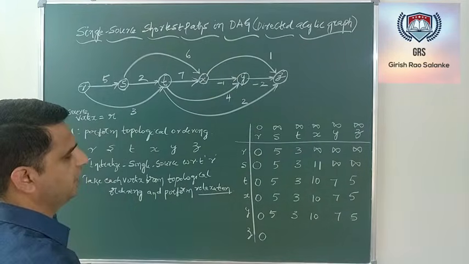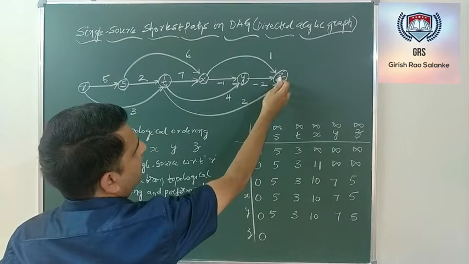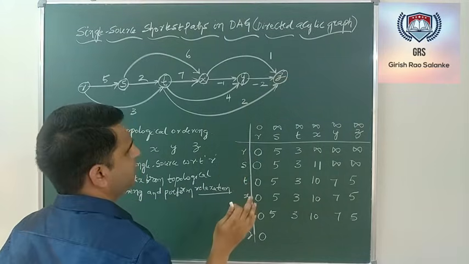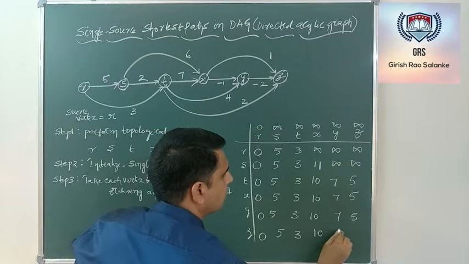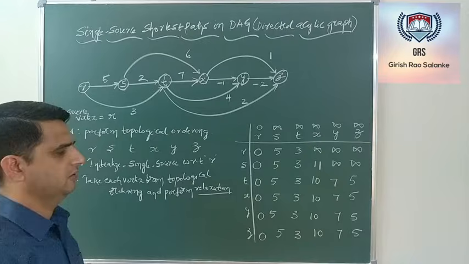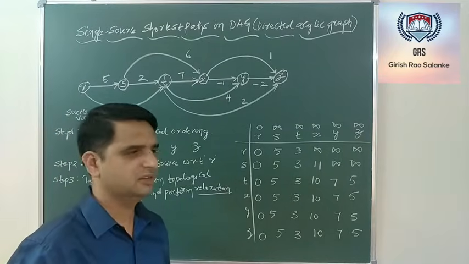Now with respect to Z, just check whether there are any outgoing edges from Z. No, there are no outgoing edges from Z. So this last row will be as it is. Now we got the shortest distances from R.